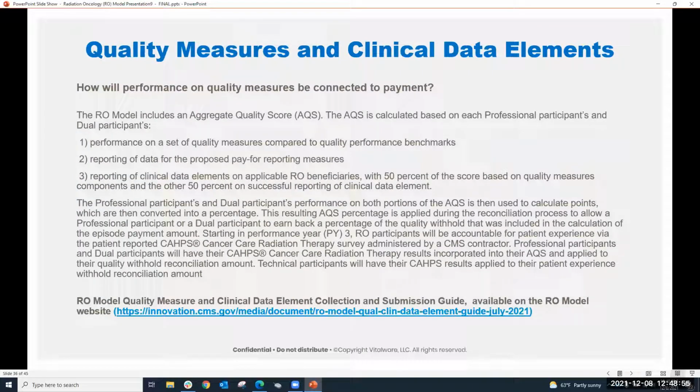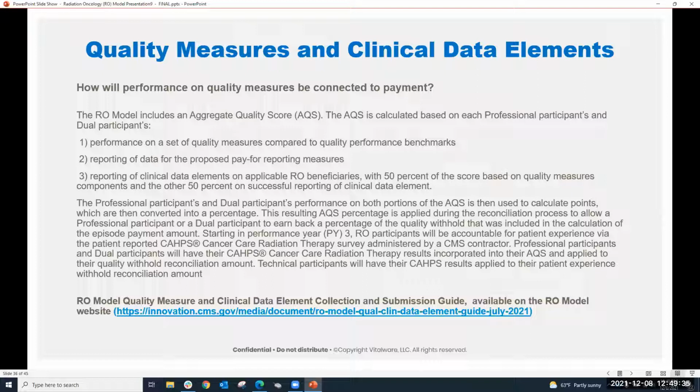Okay, so how will performance be connected to payment? Well, CMS is going to connect the quality to the payment using an aggregate quality score, AQS, and it's based on things. So it's going to be based on your performance on the quality measures compared to quality performance benchmarks that are national benchmarks. It's going to be based on if you submitted what you were supposed to for the quality measures that are just paid for reporting, which is the treatment summary quality measure.